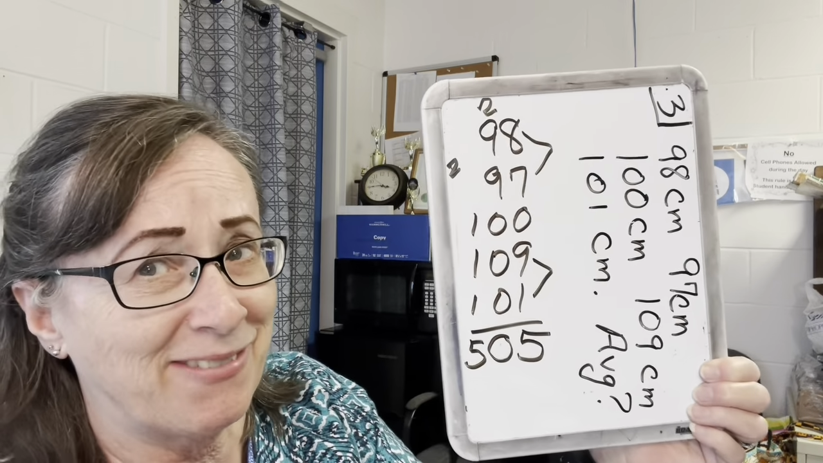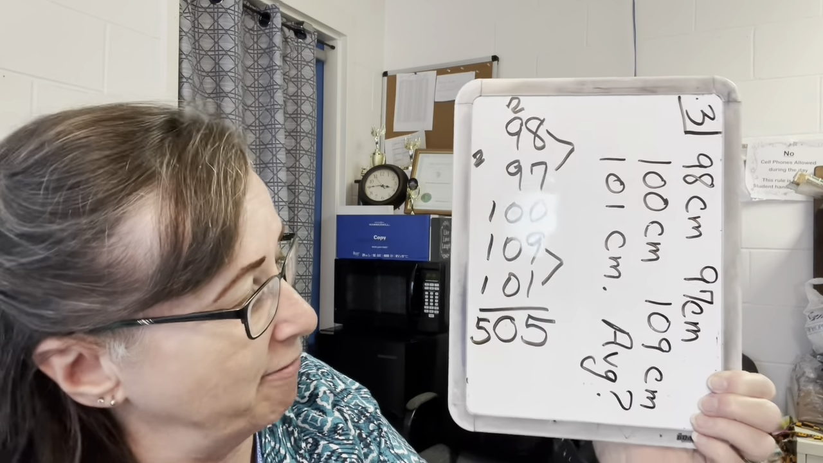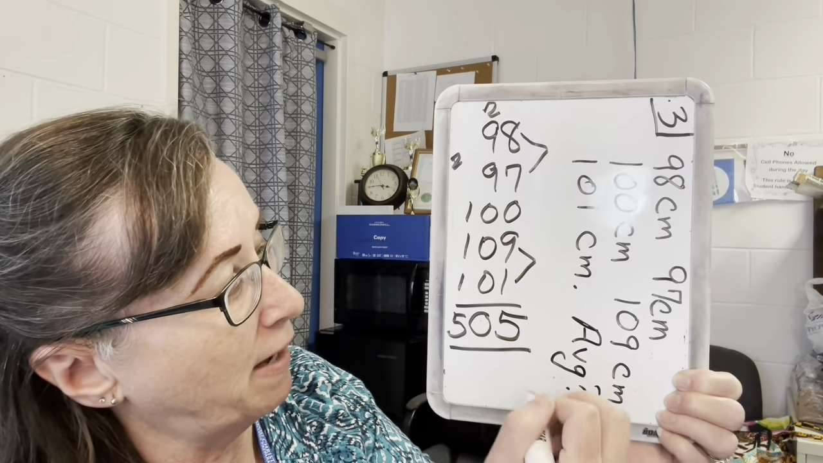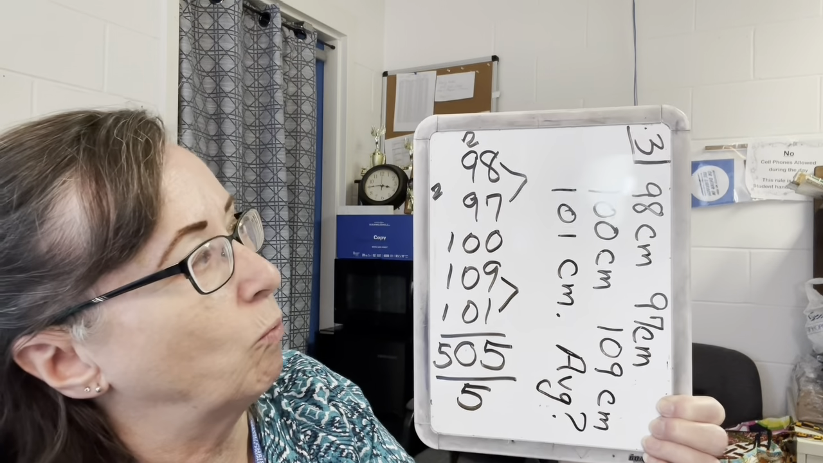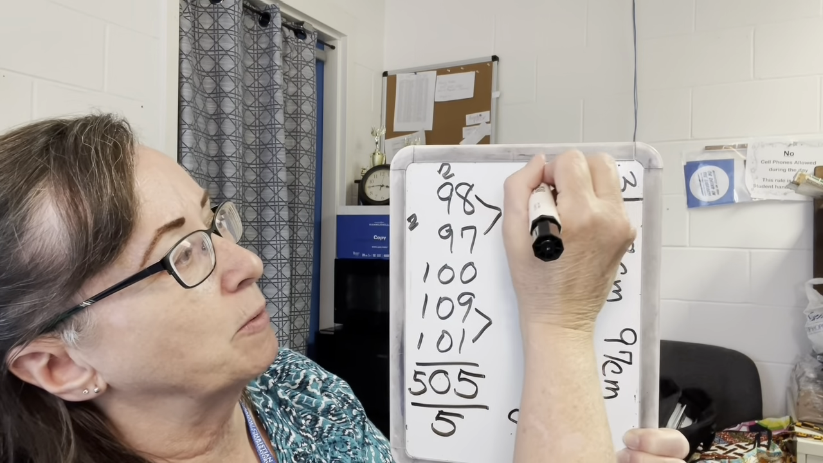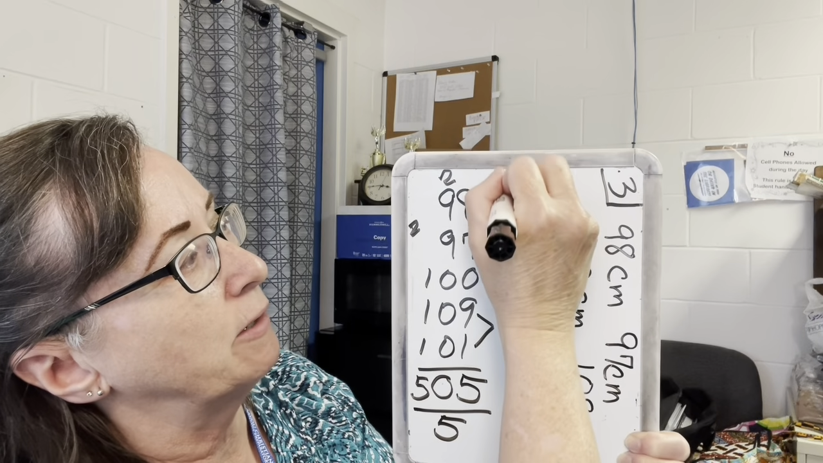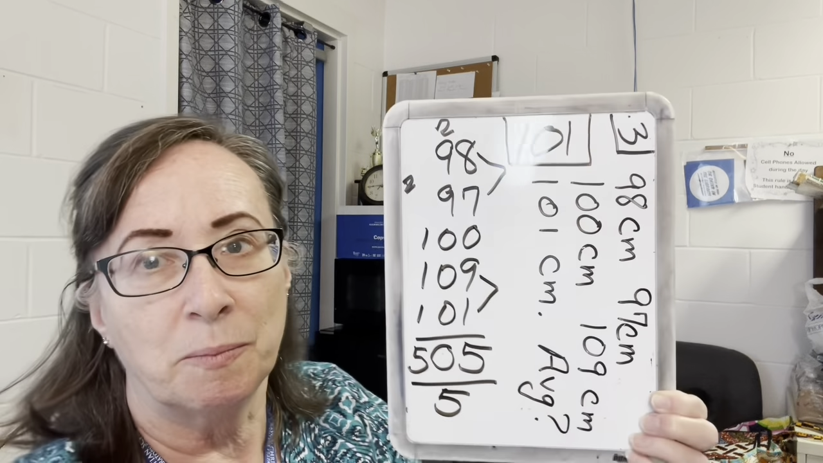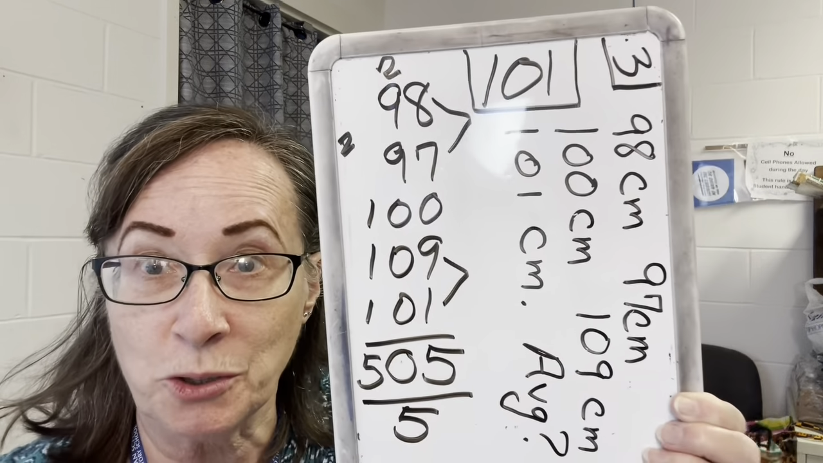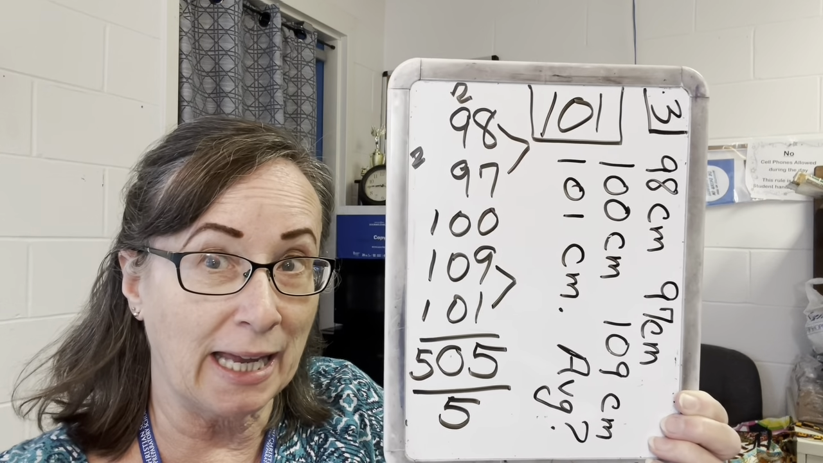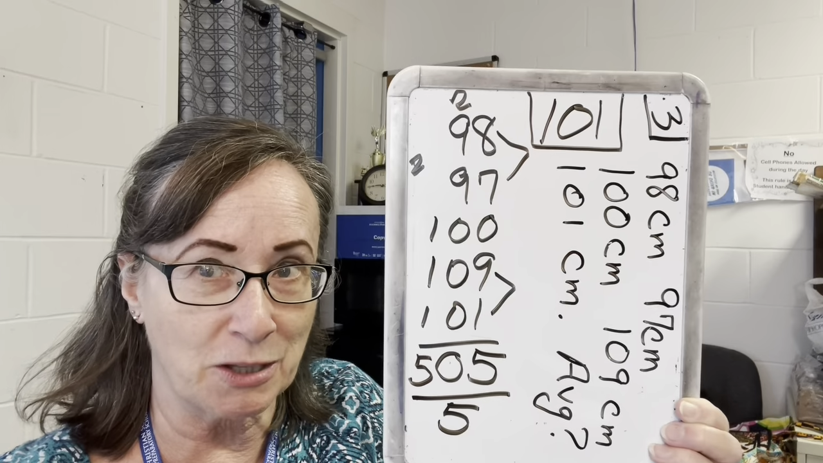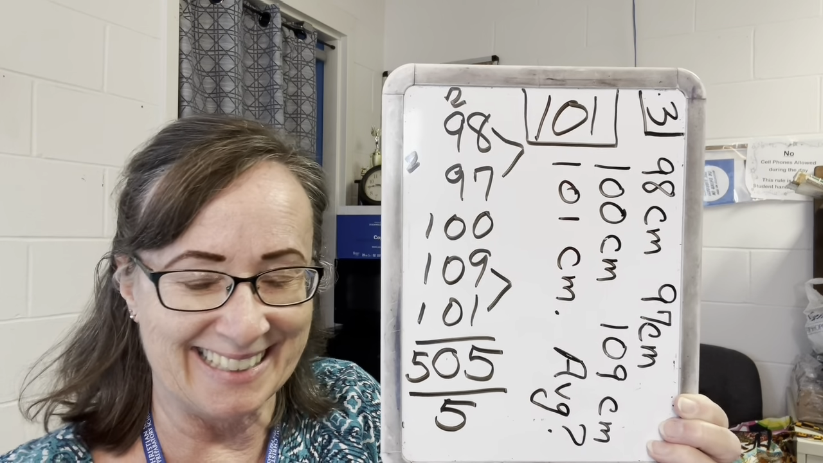505. Well, now that's a very nice number to divide by 5, because 505 divided by 5 is going to be 101. So the answer to number 3 is 101. But don't forget to show your work on your packet. So I'm going to be looking for the work, not just the 101, right?